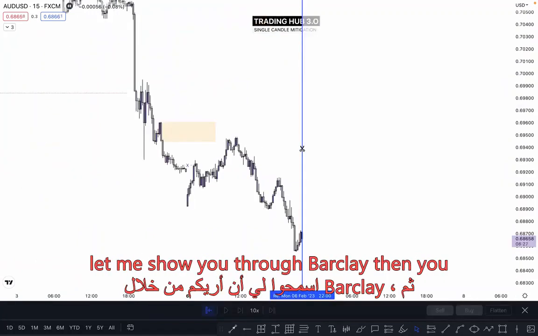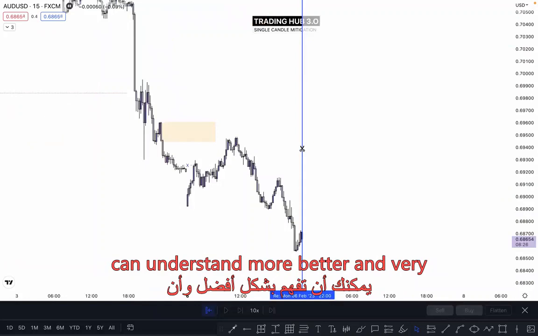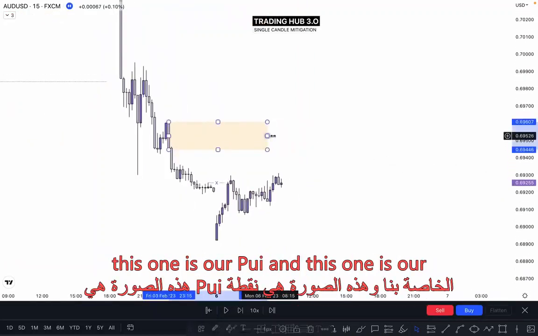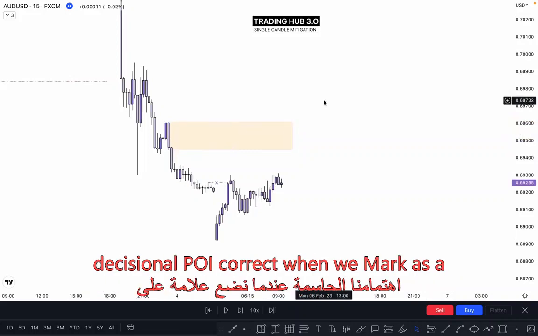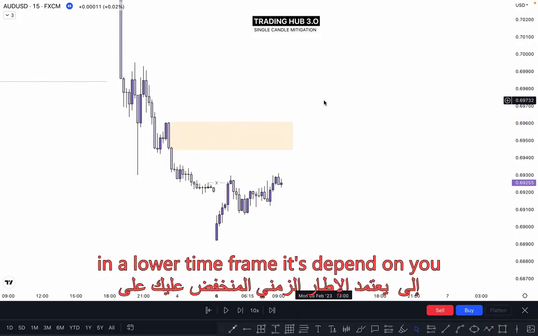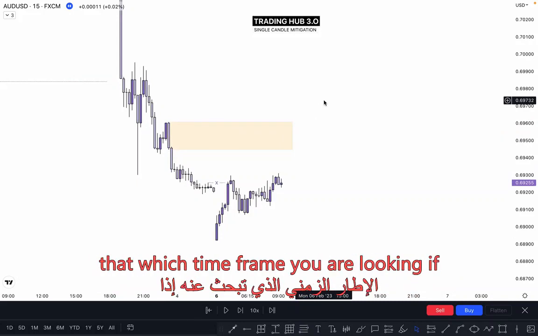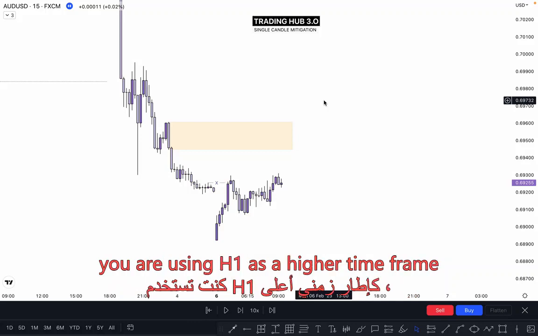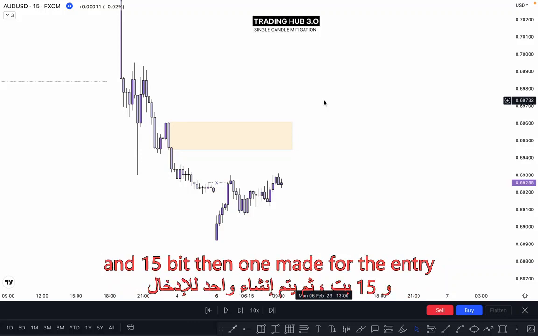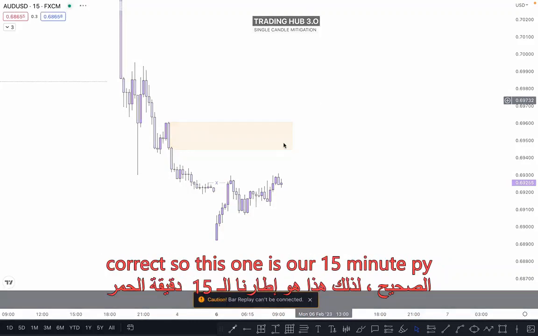Now let me show you through bar play, then you can understand better and very clearly. Look at this picture here. This one is our POI and this one is our decisional POI, correct? When we mark a higher time frame POI and switch to a lower time frame, it depends on you which time frame you are looking at. If you are using H1 as a higher time frame, then you have to choose 5 minutes for the entry, or 15 minutes, then 1 minute for the entry, correct? So this one is our 15 minute POI.